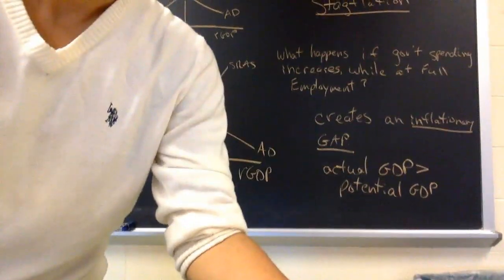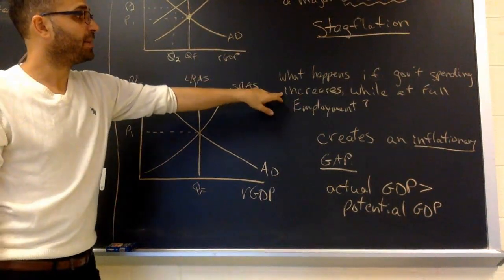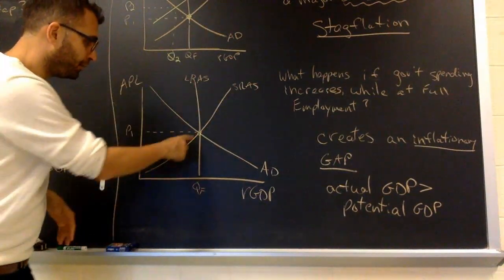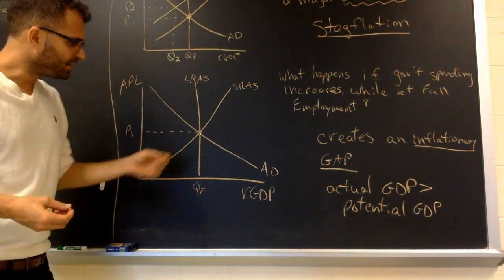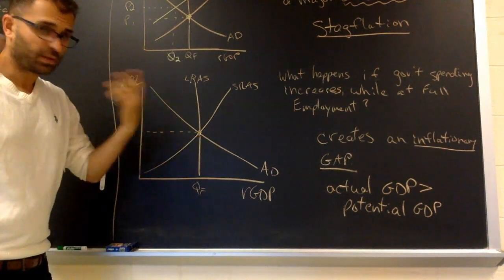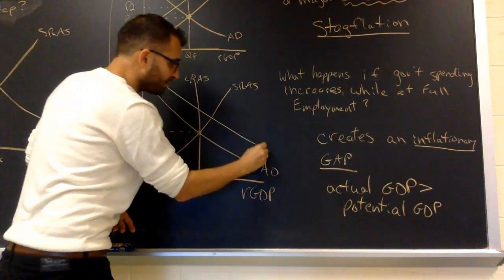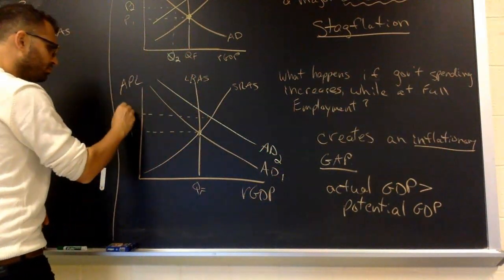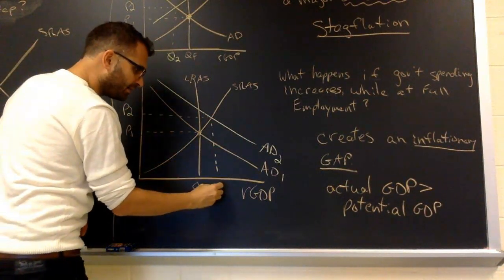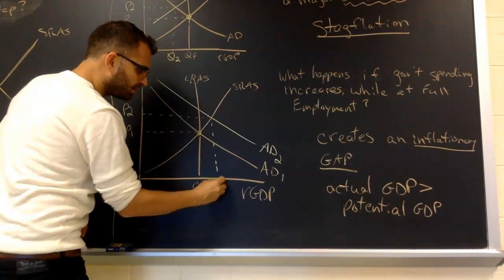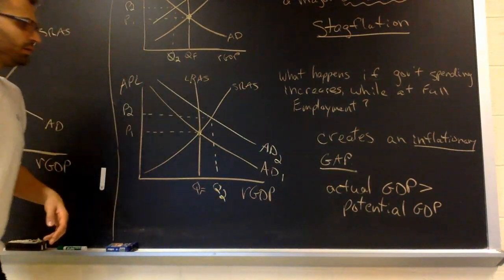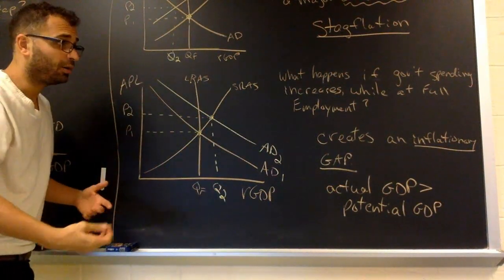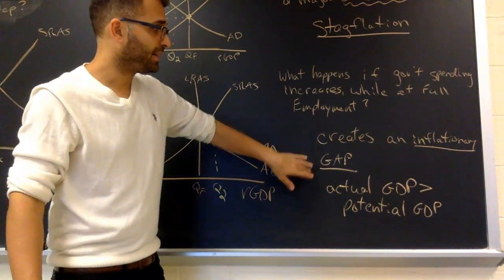Here's another example. We're at equilibrium here. What happens if government spending increases while we're at full employment? Well, if government spending increases, for some reason politicians say we want to spend more, then aggregate demand is going to increase, AD1 to AD2. And if that happens, then prices go up, and output is going to go beyond the full employment line, so Q2. So now what do we have? We're producing more than we should be, which is called an inflationary gap. So we have an inflationary gap created.